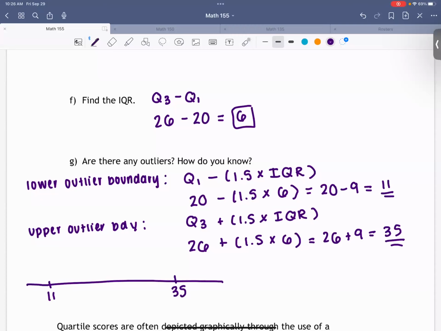Okay. This is how I imagine finding outliers. Basically, I have these boundaries that basically contain all my information. If anything is between 11 and 35, then we're good. But if I do have a number less than 11, it's going to be an outlier. And if I have a number greater than 35, it's going to be an outlier. So basically the outlier boundaries contain all the numbers that aren't outliers. And if there's something less than the lower boundary or greater than the upper boundary, then it's an outlier.